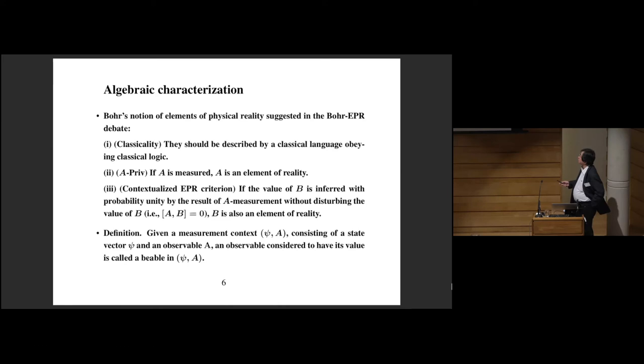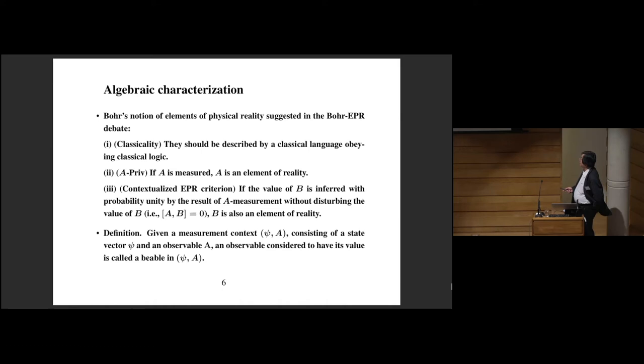One is classicality. Elements of physical reality should be described by a classical language, obeying classical logic. And if A is measured, then there is some special measuring arrangement attached to the observed system. In that situation, if A is measured, observable A is an element of reality. And also Bohr accepts the contextualized version of the EPR reality criterion.